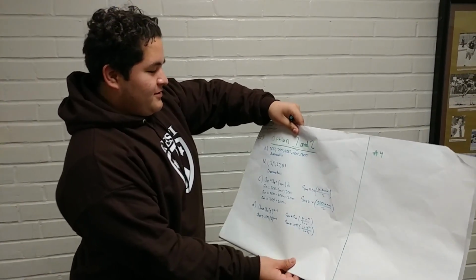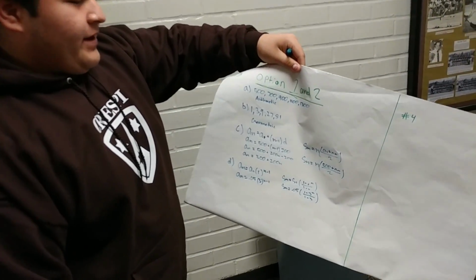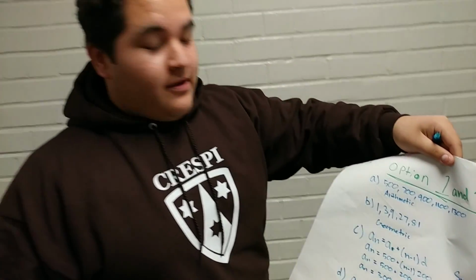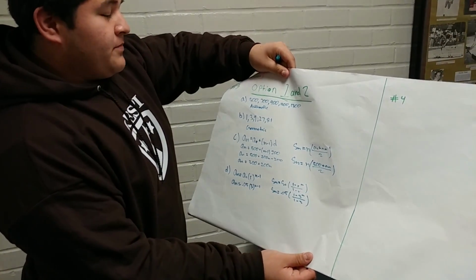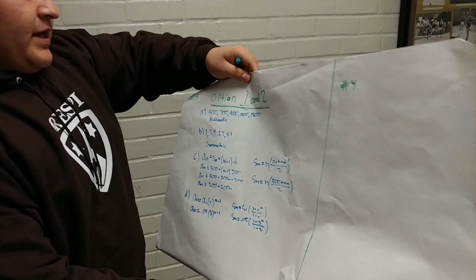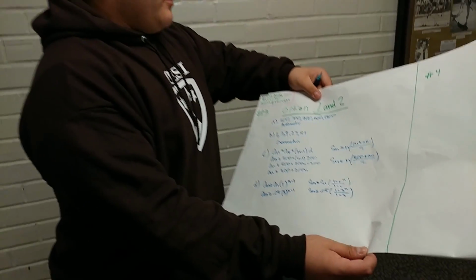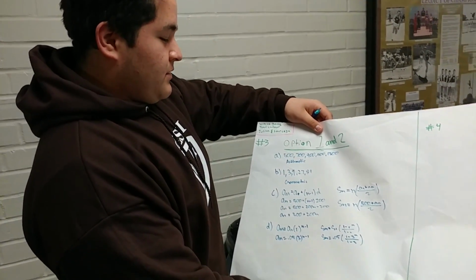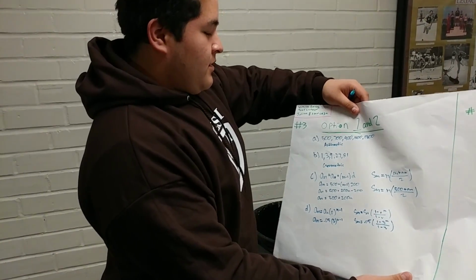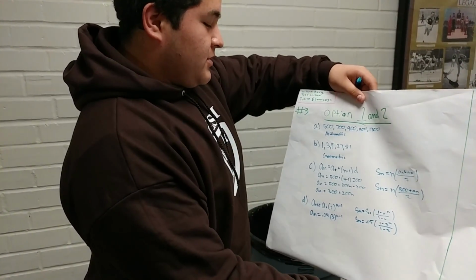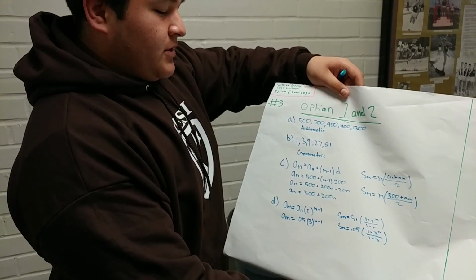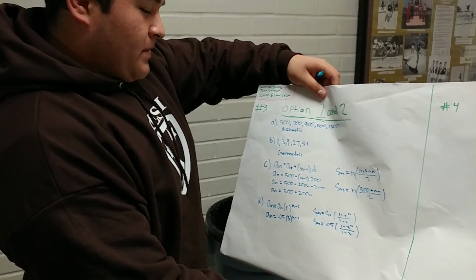Alright, so I did question number 3, and for option 1, A, it asked me if it's arithmetic or geometric, and it's arithmetic because it adds by 2. And for option 2, it's geometric because it's multiplied by 3.